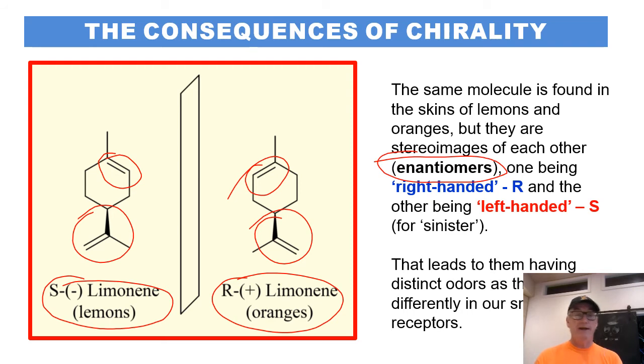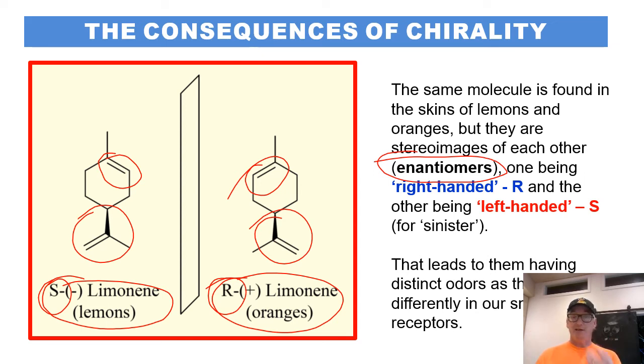And we say one is R for being right-handed, and we say the other one is S for being left-handed. S stands for sinister because people didn't trust left-handed. Don't trust lefties. They're sinister. And just that difference leads to them having distinct odors. One smells like a lemon and the other smells like an orange. And you can tell the difference.